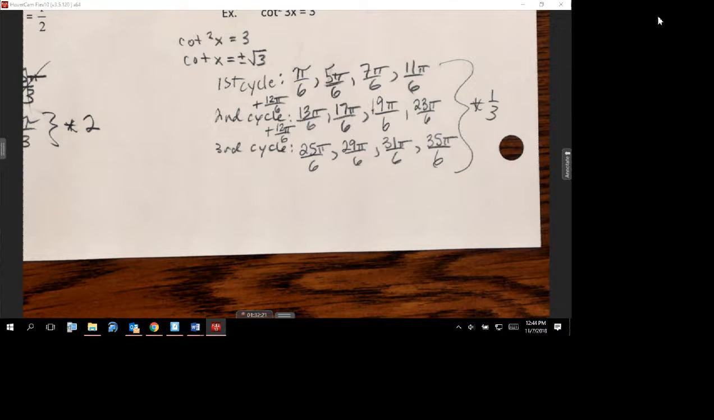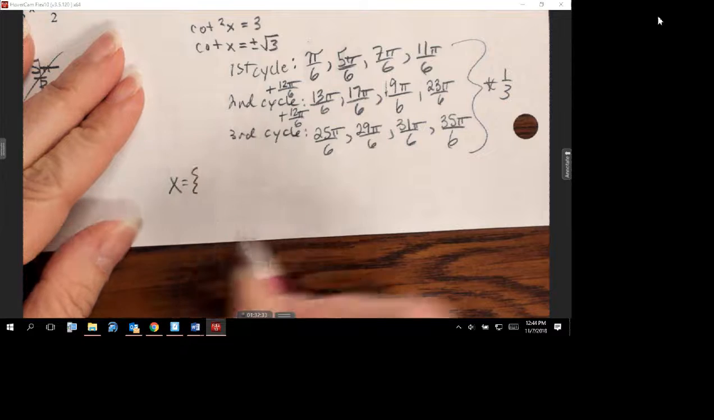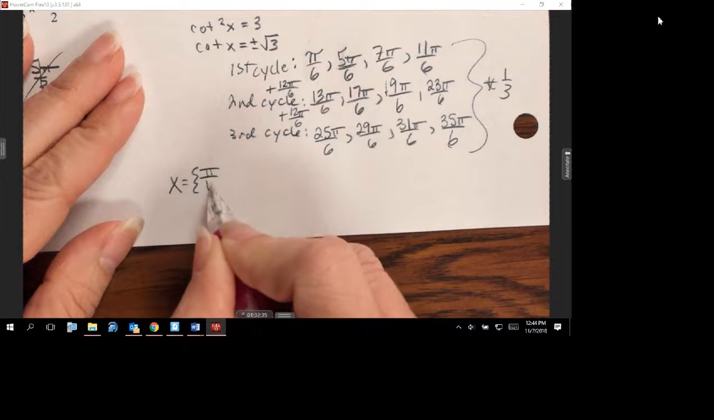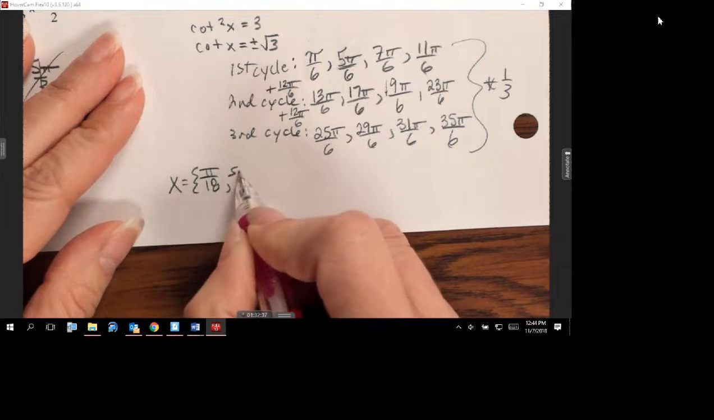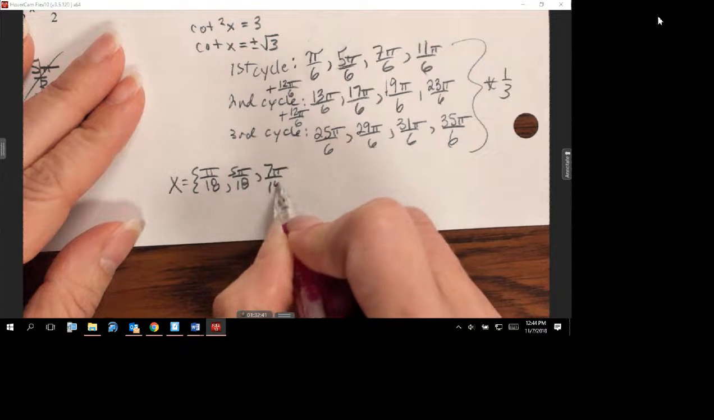Would it make you happier if you just erased all the 6s instead of rewriting it all? Okay, then do that. I'll just rewrite them, but you can erase. So I have pi over 18, pi over 18, 7 pi over 18.